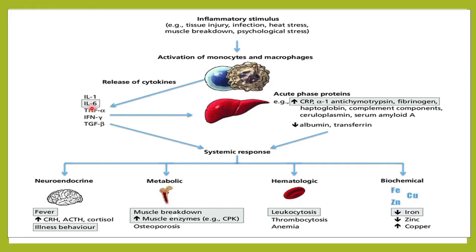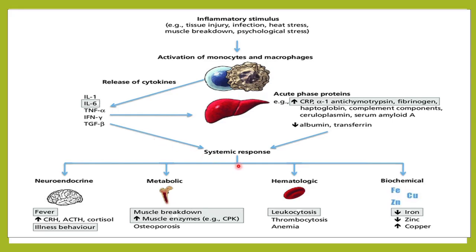Interleukins are nothing but the communicating substances between the WBCs. Inter is in between, leukins refers to the leukocytes or WBCs. So the substance through which WBCs communicate is interleukin. These interleukins, tumor growth factor, and interferon gamma stimulate the production of these acute phase reactants, and also produce the systemic response.